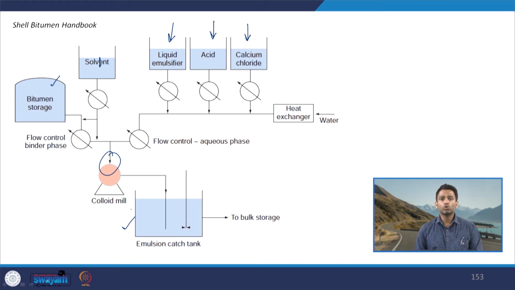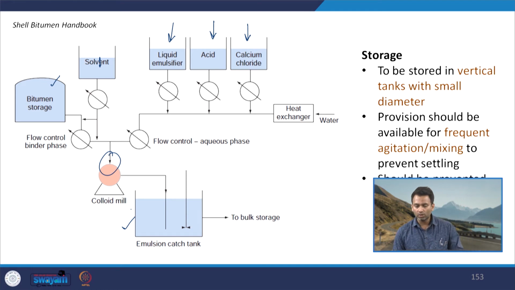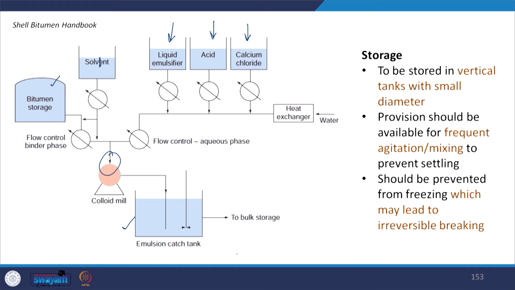Now, discussing storage of the emulsions, there are a few important points which should be kept in mind, so that the surface of the emulsion is not exposed to a higher degree. Storage should be done in vertical tanks with a small diameter opening. This is more preferable to improve the stability of the emulsion. Also, it is recommended that there should be a provision for frequent agitation or mixing, so that we can prevent settling of the bitumen particles.